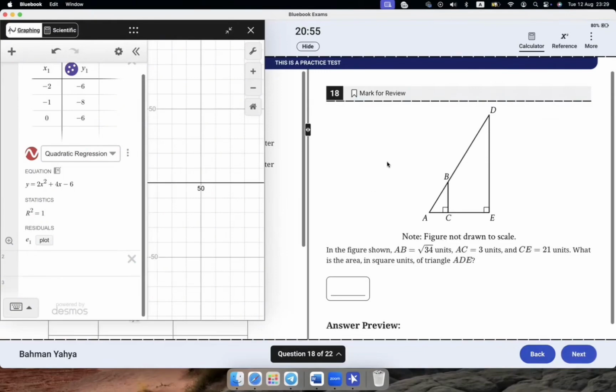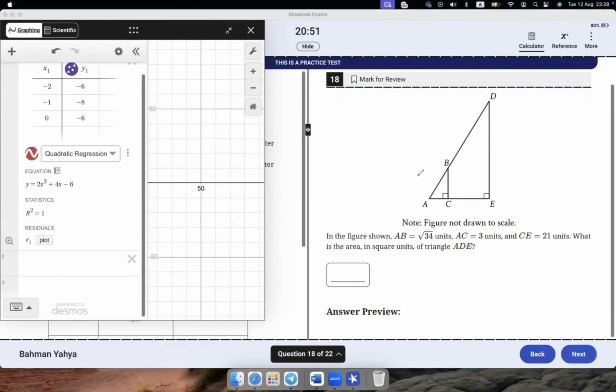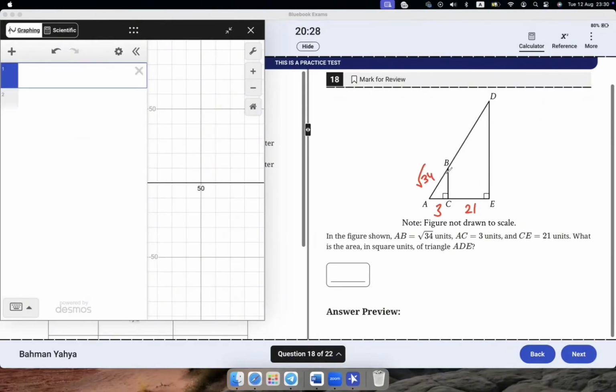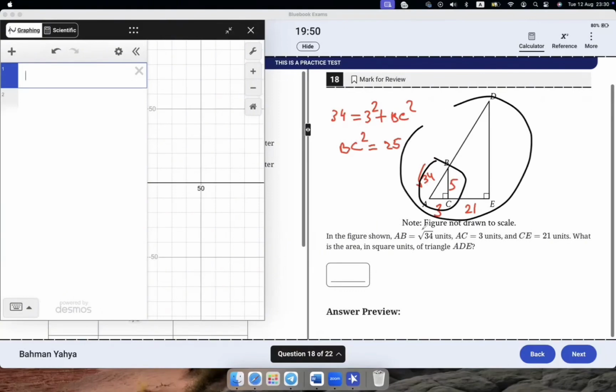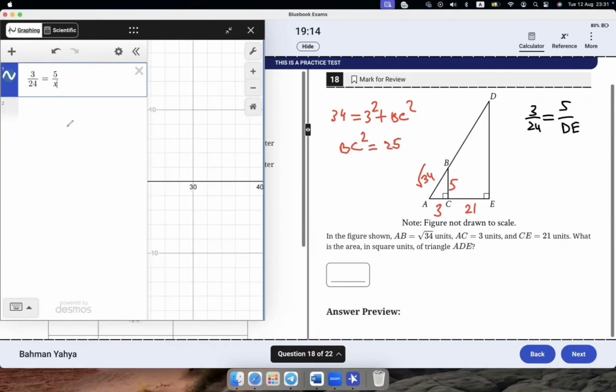Let's see equation 18. I see similar triangles here. What is the area of ADE? They ask for the area of the greater triangle. If I use Pythagoras here, we got that BC is 5, right? So let's just write the similarity. This triangle and these triangles are similar to each other. So base of it, 3, divided by base of it, which is 24. Do not write 21, okay? That's the common mistake students do. 24 is equal to 5 divided by DE, so DE is 40.